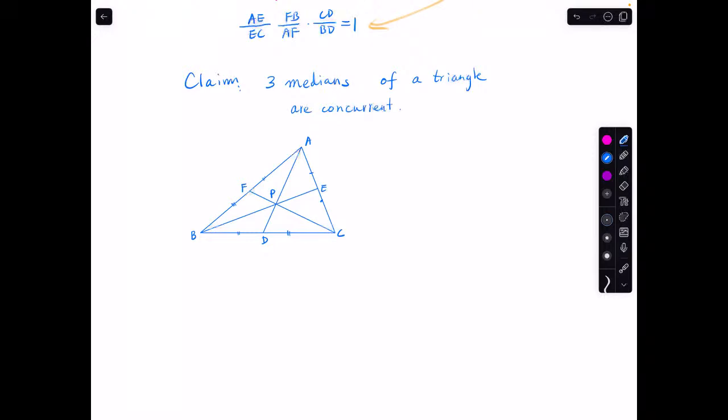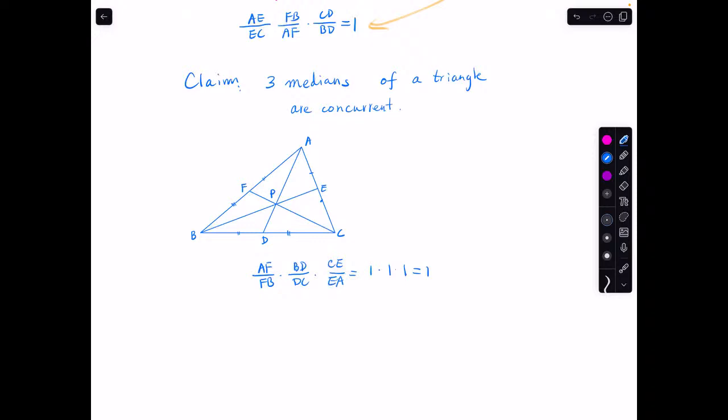How do we prove that? Using Ceva's theorem. Here we look at the ratio. The quantity is AF over FB times BD over DC times CE over EA. Of course, everything is 1. So that equals 1 times 1 times 1, equal to 1. By Ceva's theorem, they are concurrent.